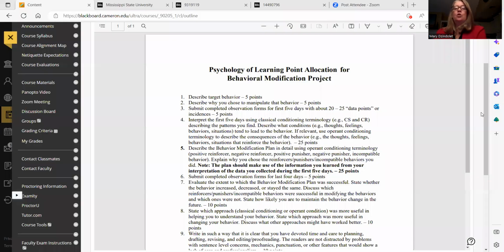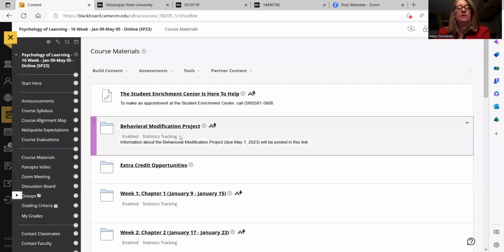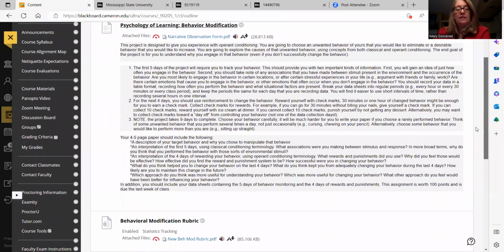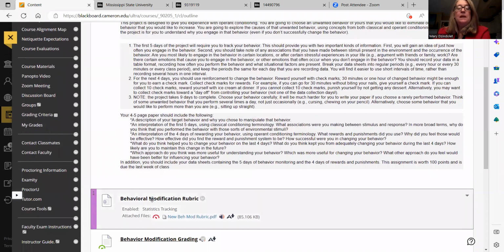In addition, I'm sorry, I'm losing my place here. In the Blackboard course shell, you will be able to see, under course materials, back to the behavior modification project, if you scroll down a little bit, the behavior modification rubric.